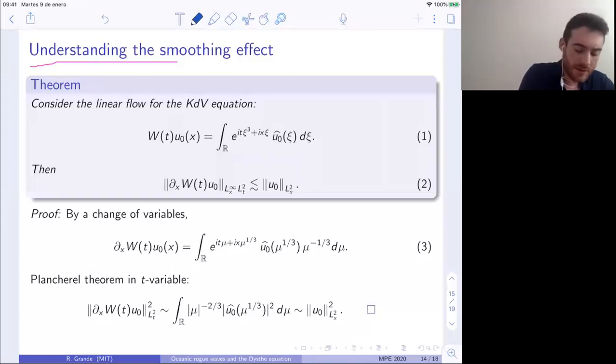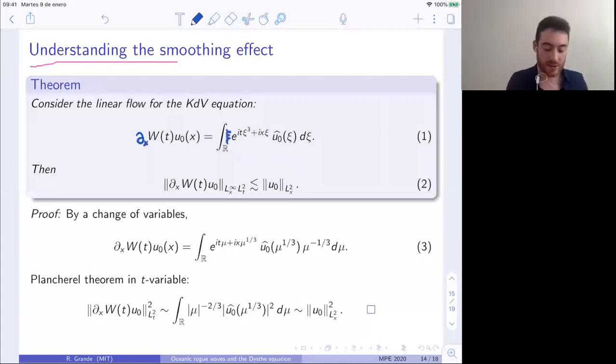So this is actually quite simple. All we have to do is first take the derivative here. We know that in Fourier space this is equivalent to adding a function C here. And all we do is a change of variables. We call C cubed our new variable mu, and then what I wrote in equation 1 just becomes equation 3.